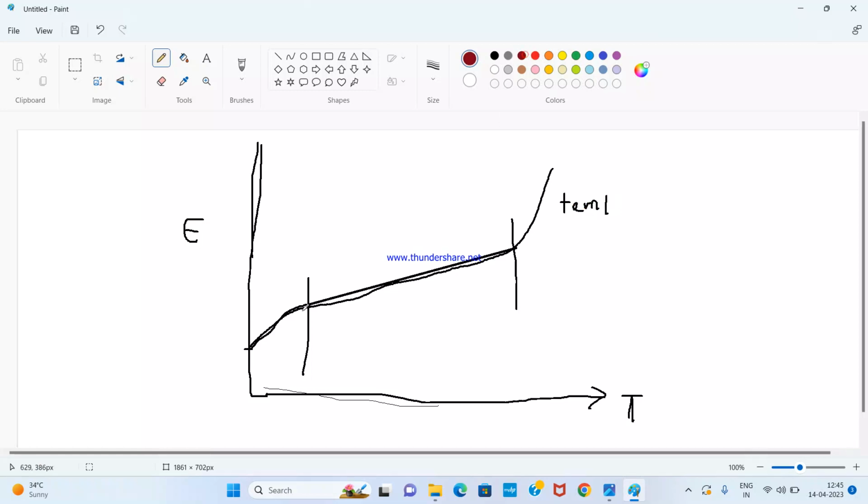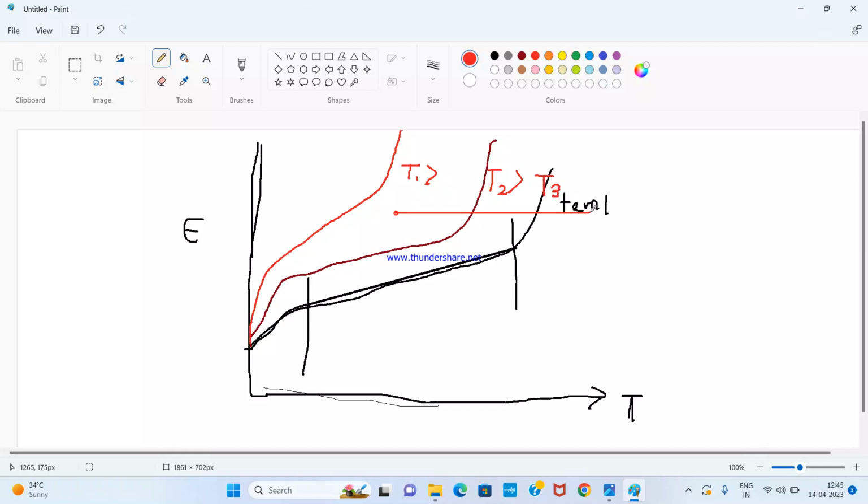Now if you elevate the temperature, the nature of the curve will change. It may go like this and this and like this. This is some higher temperature. If you take a further high temperature, it may come like this. Say this temperature is T1, which is higher than T2, which is higher than T3. So that's why it's a temperature dependent event.